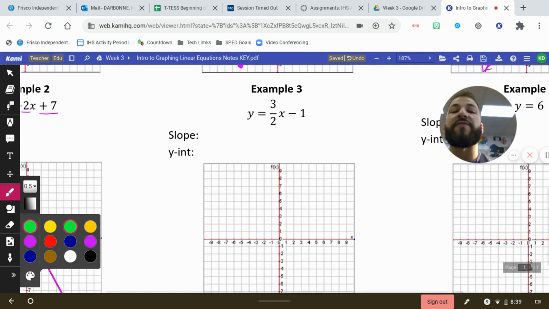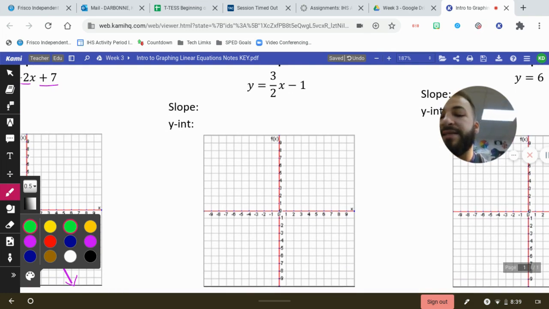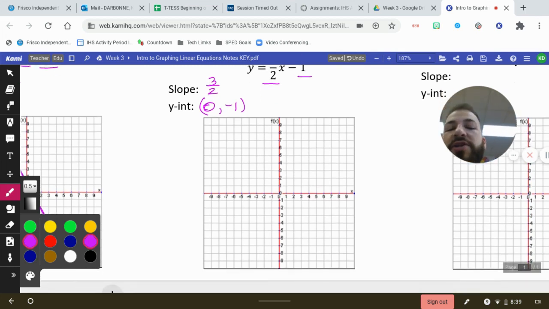So example 3, we have y is equal to 3/2 x minus 1. The slope in this case is 3/2. The y-intercept in this case is -1, so (0, -1). So then we graph the y-intercept first, a point here at -1 on the y-axis. Then I follow my slope, so I'm going to go up by 3, 1, 2, 3, run by 2, 1, 2.